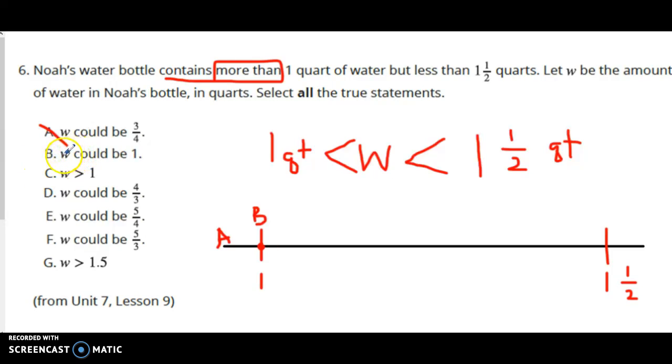Okay, so we were looking at B, W could be 1. We talked about how the problem says that it has to be more than 1. And so B was right here on our 1 line, so we're actually going to cross B off. That could not be true.